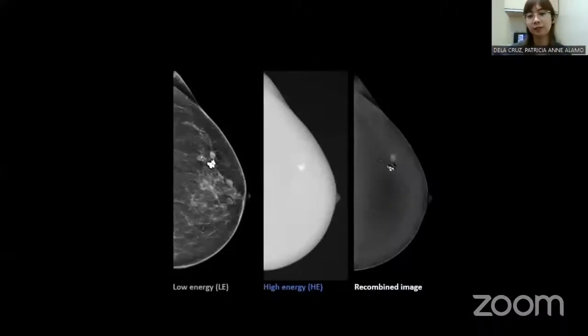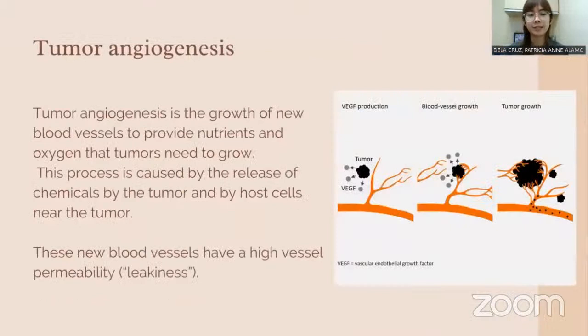Tumor angiogenesis is the growth of new blood vessels to provide the nutrients and oxygen that tumors need to grow. So here is an example of a tumor. Then it has vascular endothelial growth factor here. Then there will be blood vessel growth, since the tumor needs nutrients and oxygen so that it will grow. That leads to tumor growth. That's why it will have high uptake of contrast. These new blood vessels have high vessel permeability, or leakiness.